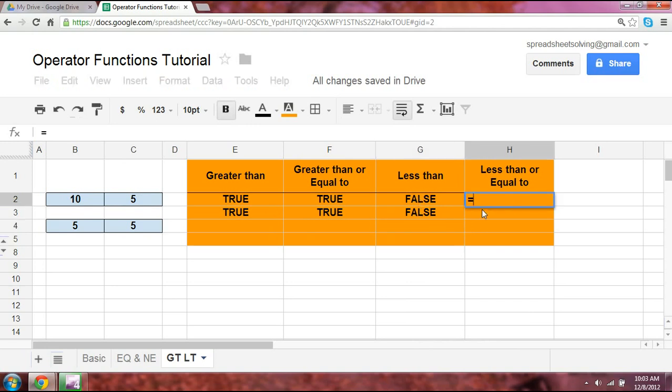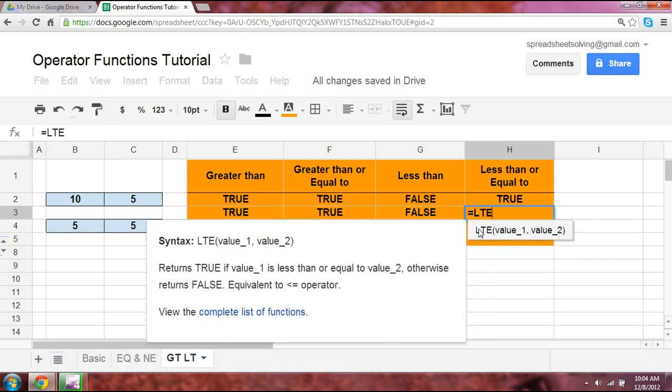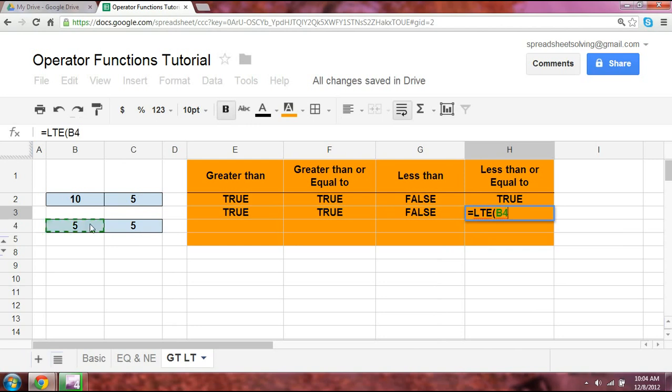Okay, without any surprise here, we're going to do the less than or equal to. Let's use the second data set here and do less than or equal to cell C4. The answer is true because these two numbers are in fact equivalent. And if we were to do the operator function, and we'll use the same data set, the answer is true.